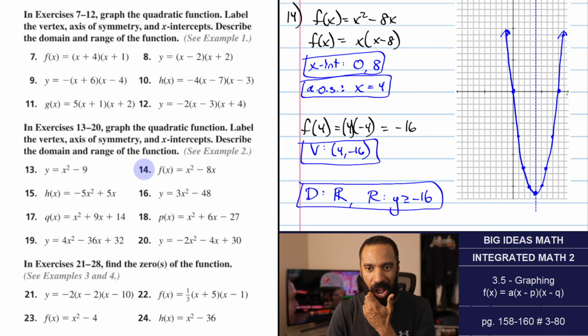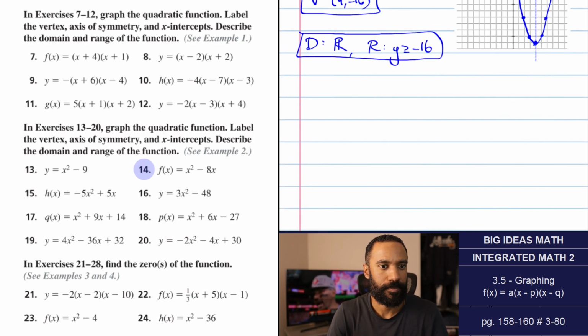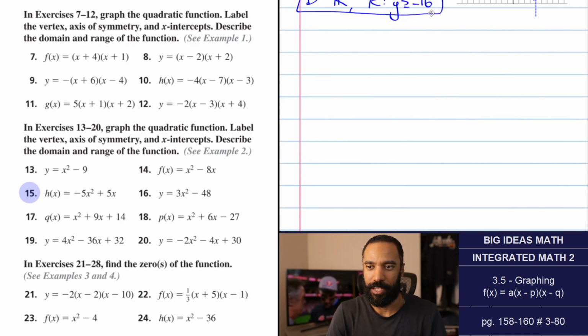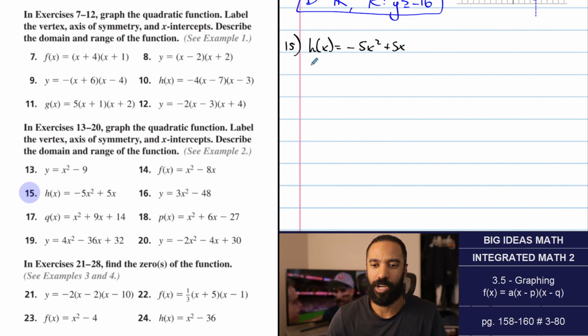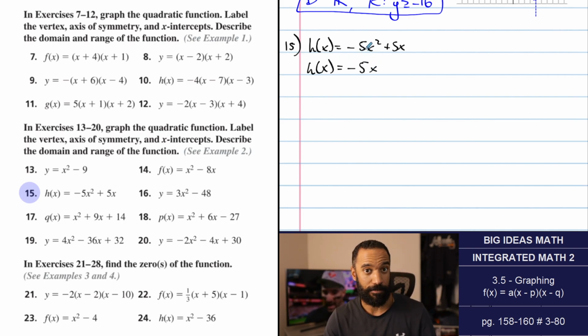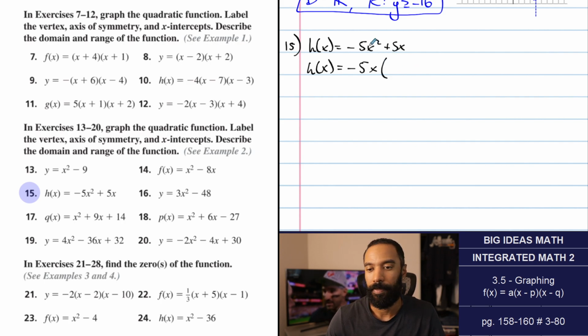Okay. Number 15. H of x equals negative 5x squared plus 5x. So let's start with the GCF. It looks like negative 5x is that GCF. The negative counts for that. Negative 5x times x is negative 5x squared. Negative 5x times negative 1 is a positive 5x.